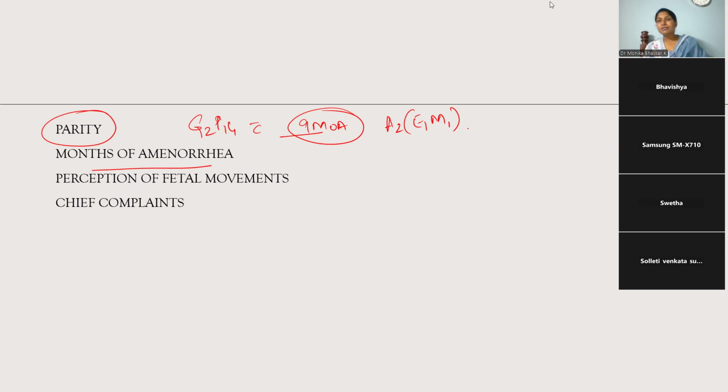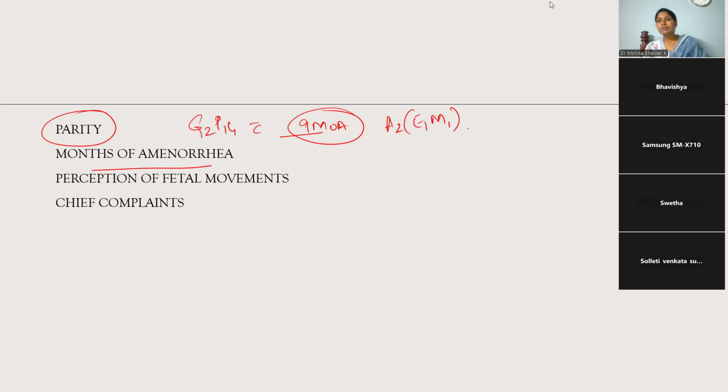She's perceiving her fetal movements well, and now she's come with chief complaints of pain abdomen since 2 to 3 hours or pain abdomen from yesterday night. So you should not include the obstetric score and months of amenorrhea in your chief complaints. Don't put the heading as chief complaints and then write gravida 2 para 1, because obstetric score and the months of amenorrhea are not her chief complaints. They are things which have to be mentioned prior to chief complaints.